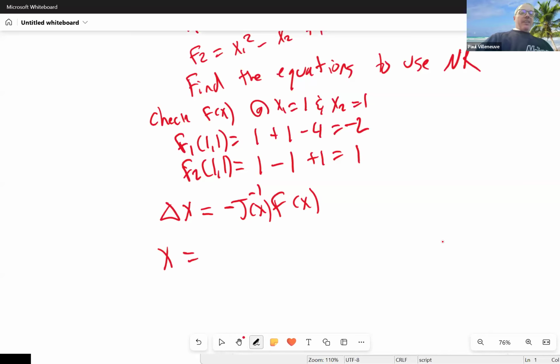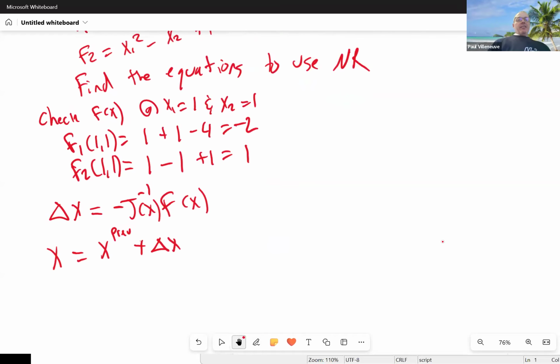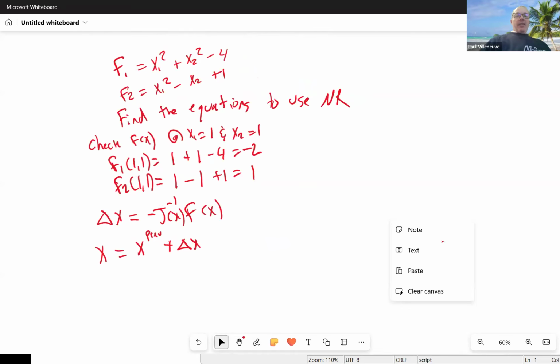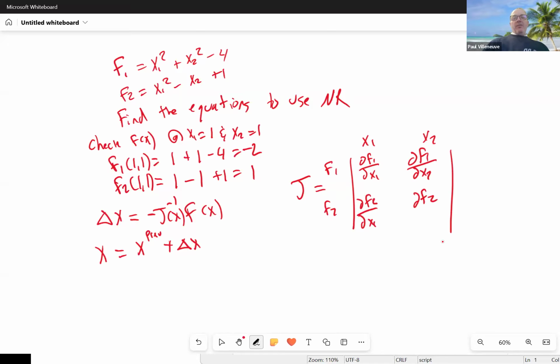And then our x value is x, I'll call it previous, plus my delta x. So the only thing I'm missing is my Jacobian. Let's zoom out a little bit. My Jacobian, if you remember what I said, was go ahead and identify the rows and the columns: f1, f2, x1, x2; partial of f1 with respect to x1, partial of f1 with respect to x2, partial of f2 with respect to x1, partial of f2 with respect to x2.